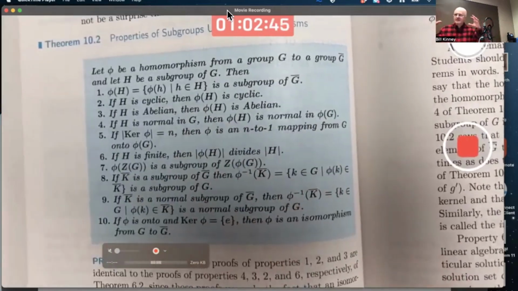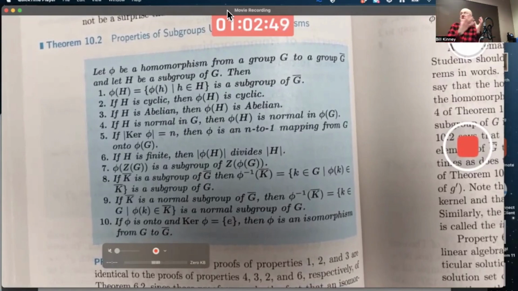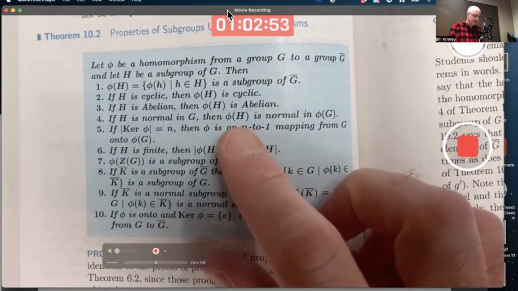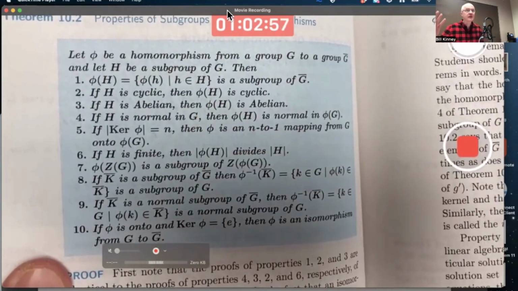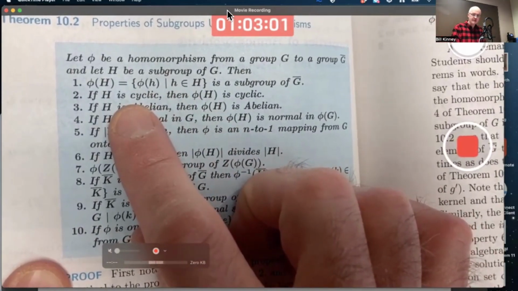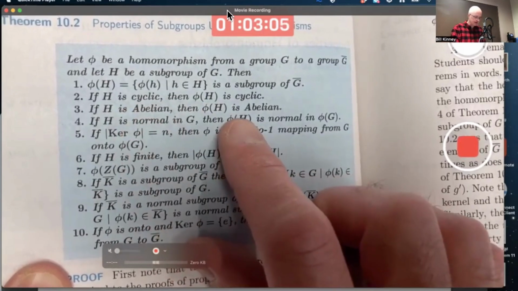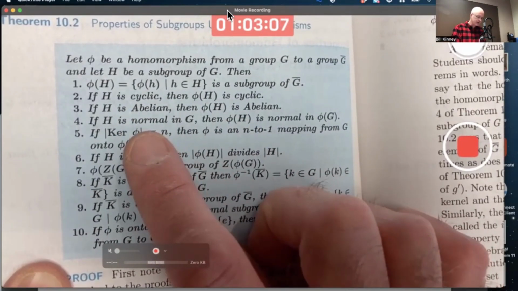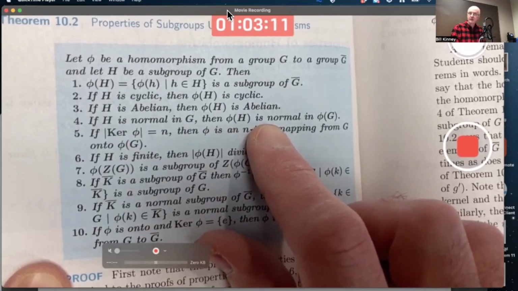Effectively, homomorphisms take your group and construct a sort of simplified version of the group, in a sense. The direct image of a subgroup, for example, is typically simpler than the subgroup itself. If the subgroup is cyclic, then so is its direct image. If the subgroup is abelian, so is its direct image. If it's normal, so is its direct image. That's something you could prove with the normal subgroup test, and you should be able to for the test.